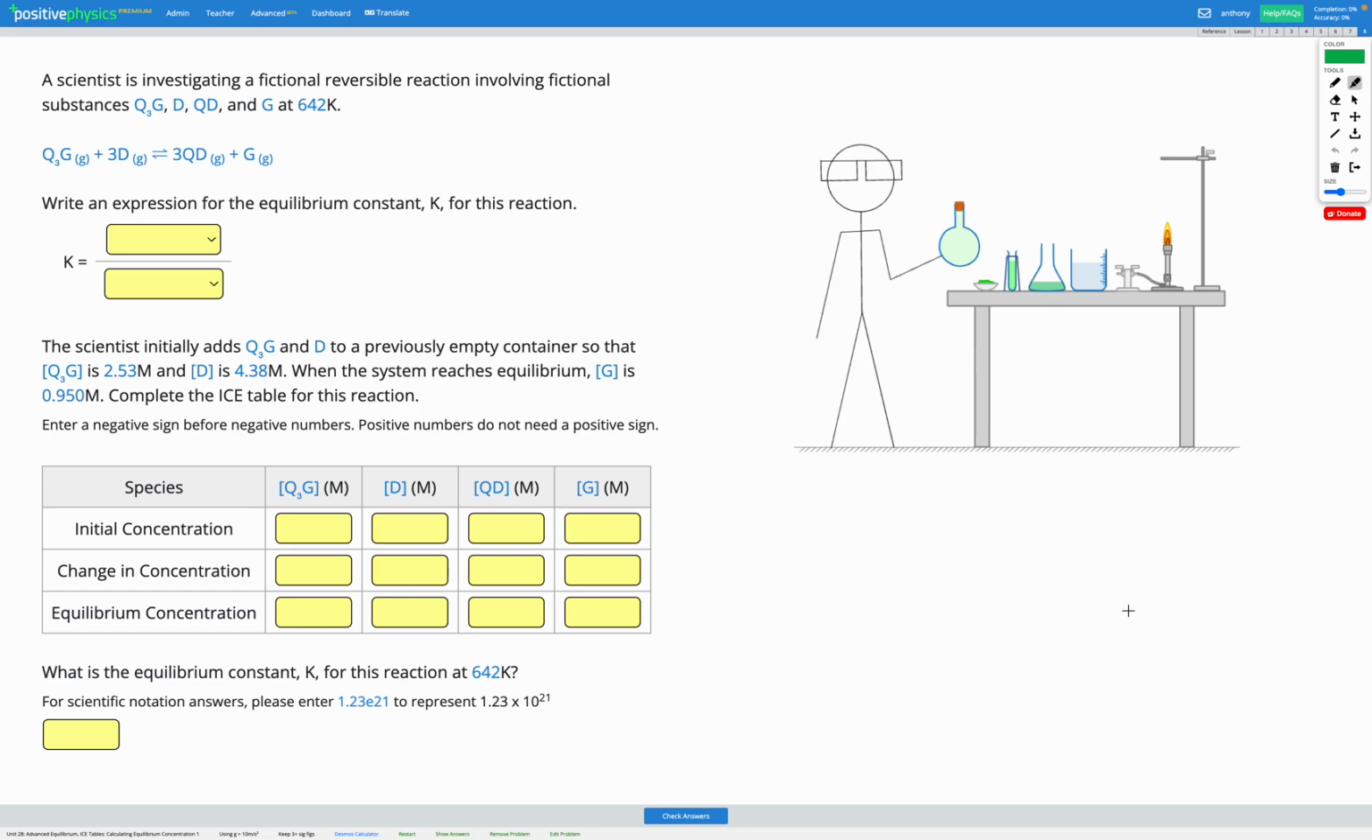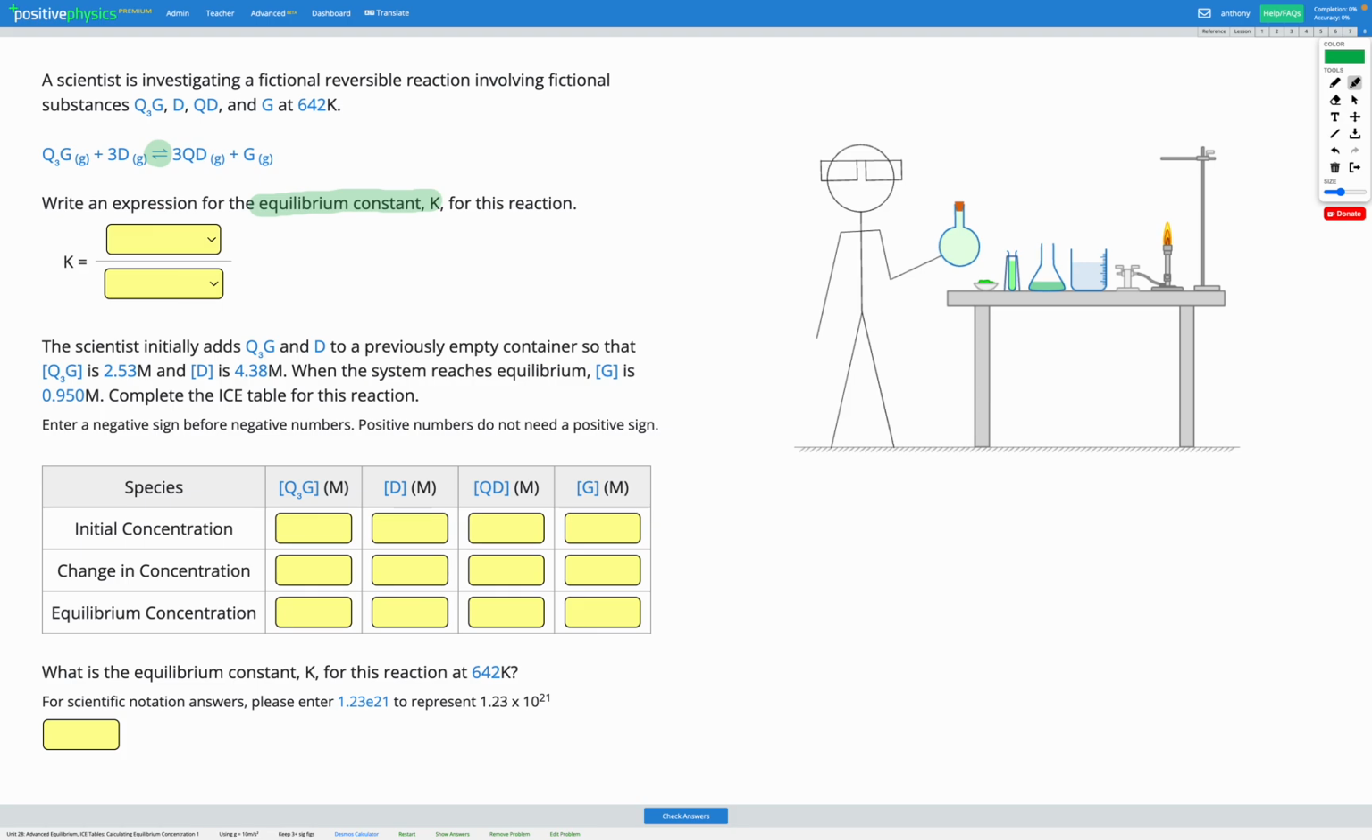In this question, a scientist is investigating a fictional reversible reaction involving fictional substances Q3G, D, QD, and G at 642 Kelvin. So again, we have this equation with that reversible reaction arrow showing our reaction can happen both forwards and backwards. Our first step is writing an expression for the equilibrium constant K for this reaction.